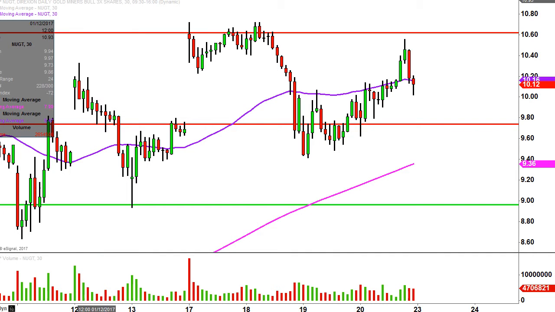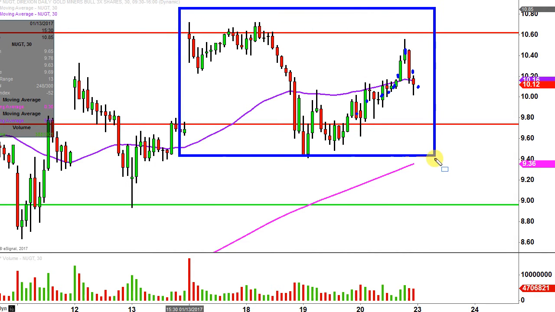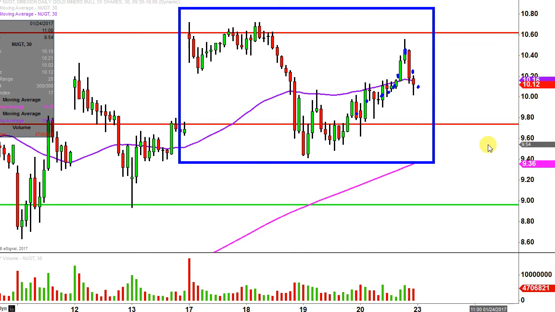Real quick, what do I mean by 30-minute in case maybe you're new to charts? Instead of each one of these candlesticks here representing one day's worth of price action, which is what you would normally see, each one represents 30 minutes. So while this may look like a few weeks' worth of time, it's actually just the past few days broken down into 30-minute time slices.